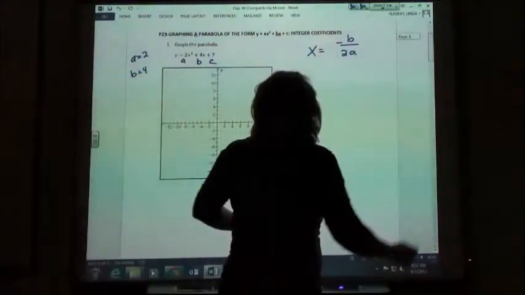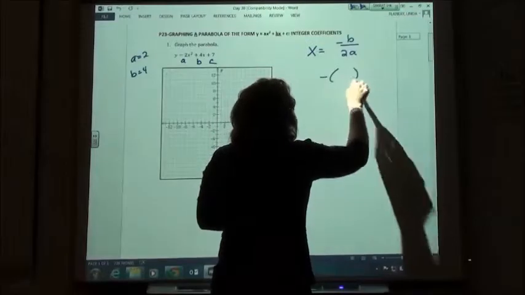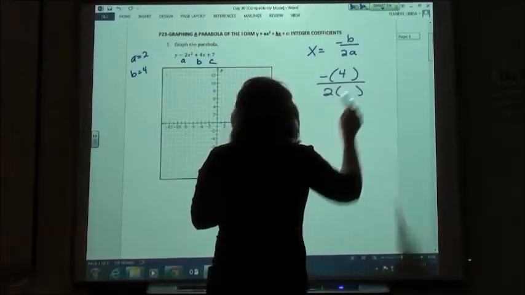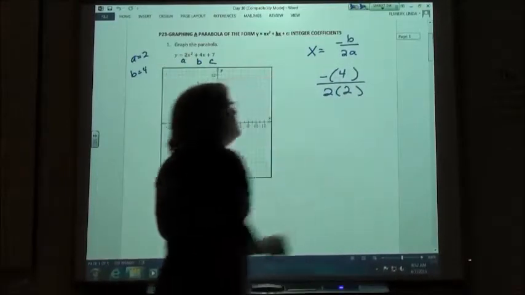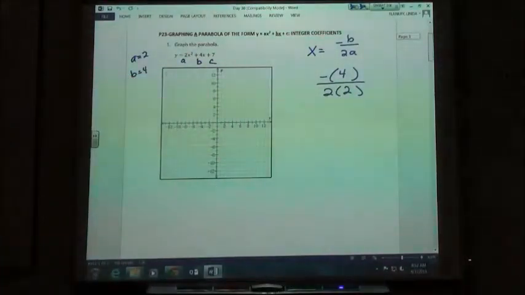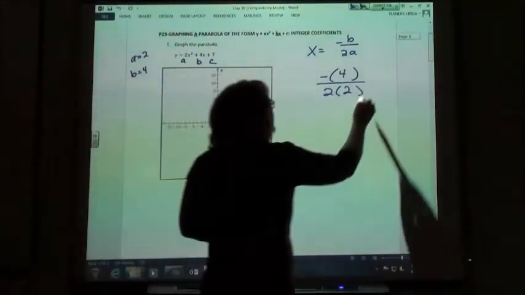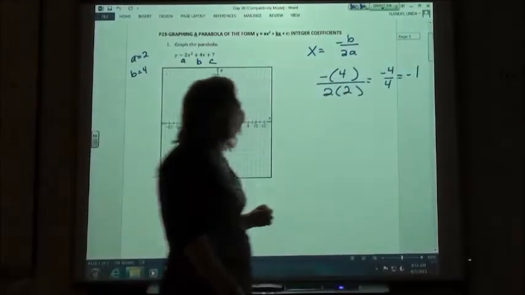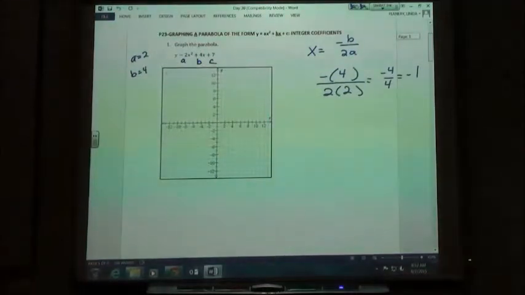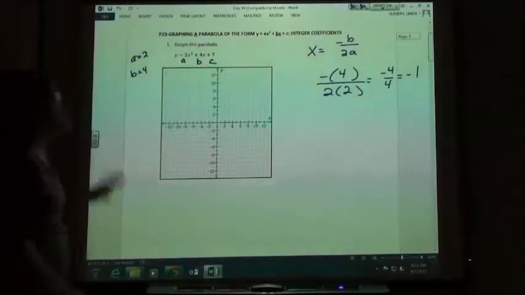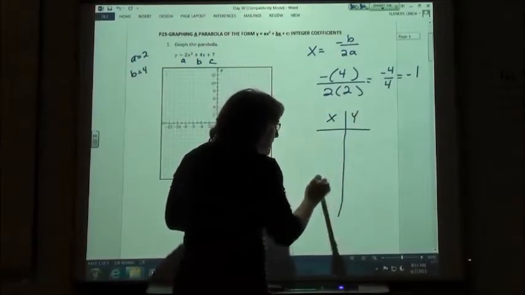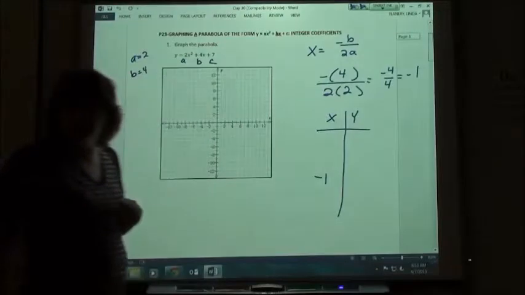So when we plug them in, we're going to have minus, and in for the b value we have 4, over 2, and in for the a value, we have 2. And then we want to simplify that fraction. So we're going to have minus 4 over 4, which equals negative 1 when we simplify. So that's where the center of our parabola is going to be. That's going to be the middle x number, negative 1.